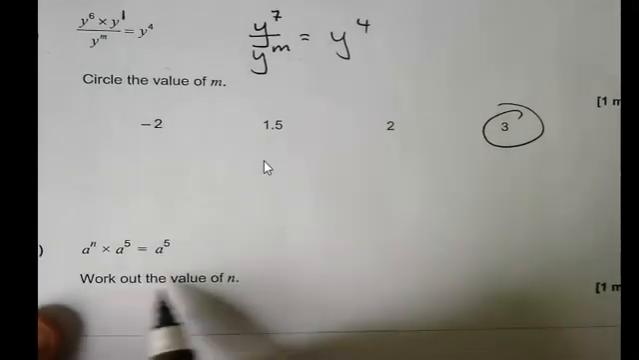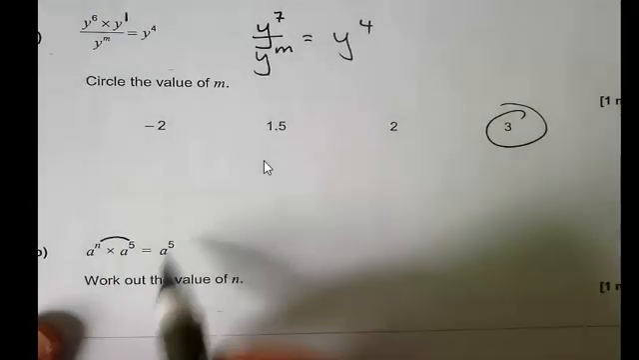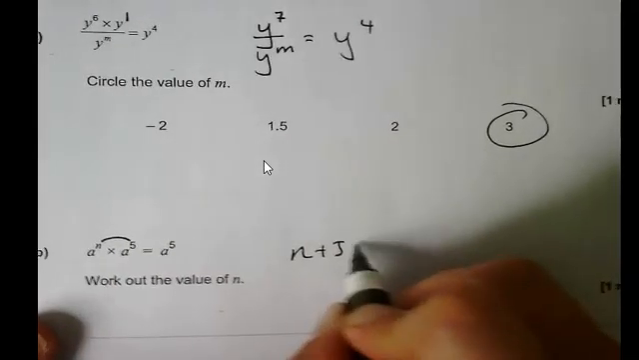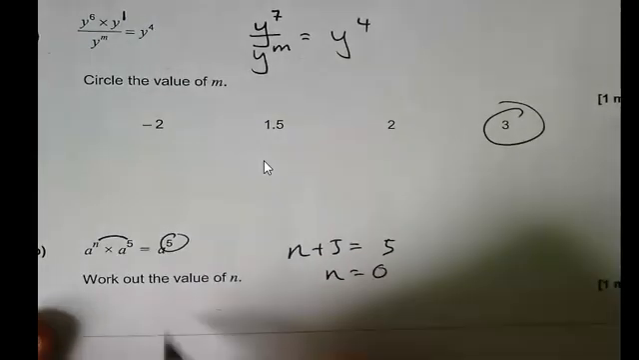Part B, work out the value of n. I know that these two are going to add together to make 5, so n plus 5 is equal to 5, which means that n is going to equal 0.